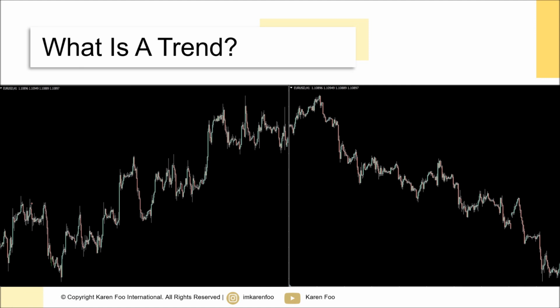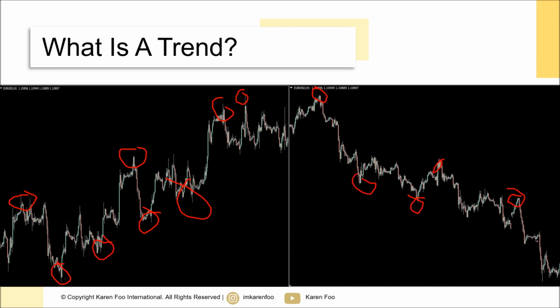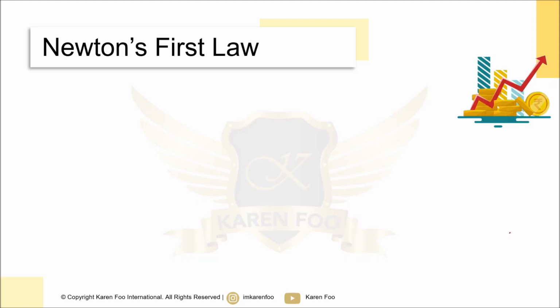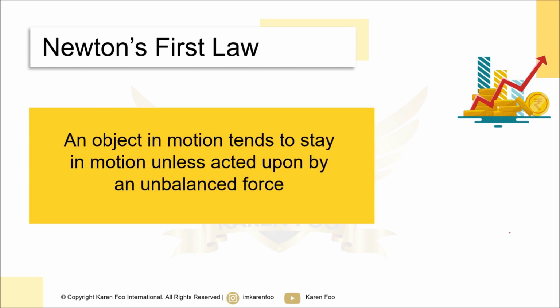And how do you know it is a bullish trend? You see higher highs as well as higher lows. Okay, how about for a bearish trend? You see lower highs and then you see lower lows.